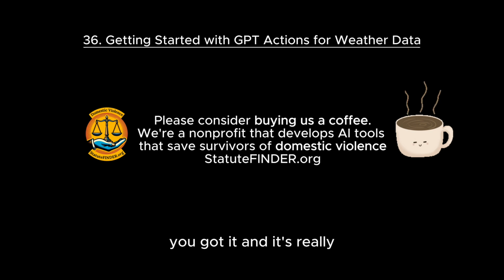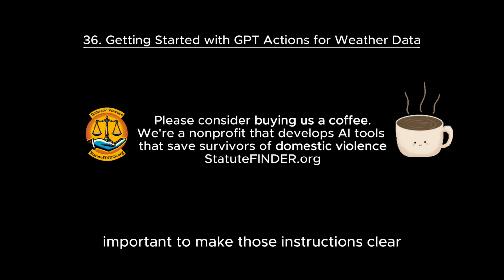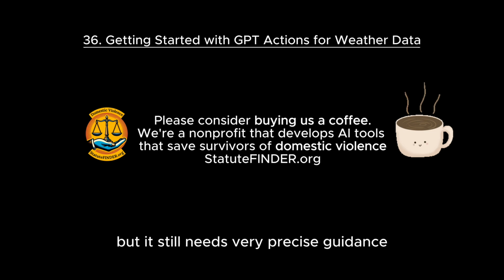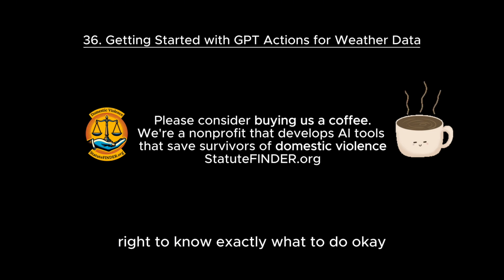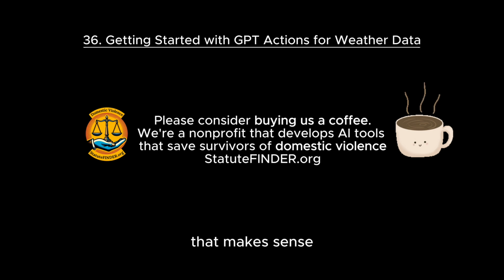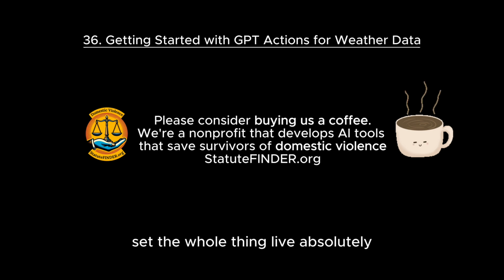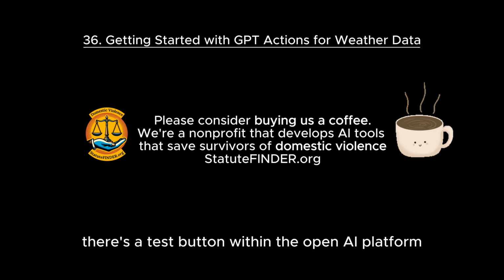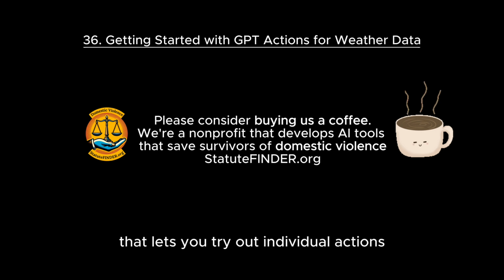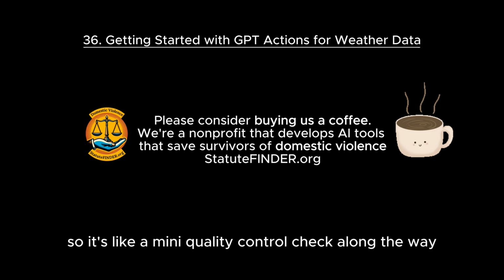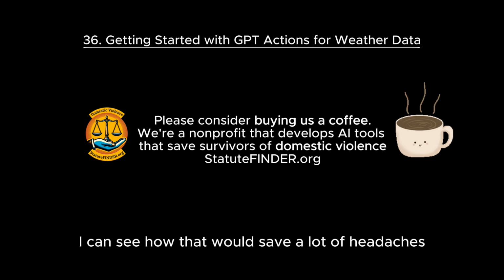You got it. And it's really important to make those instructions clear and specific. Remember, the GPT is powerful, but it still needs very precise guidance to know exactly what to do. Okay, that makes sense. Is there a way to test those instructions before I set the whole thing live? Absolutely. There's a test button within the OpenAI platform that lets you try out individual actions. So you can check that each API call is working as expected before you move on. So it's like a mini quality control check along the way. Exactly. I can see how that would save a lot of headaches later on.